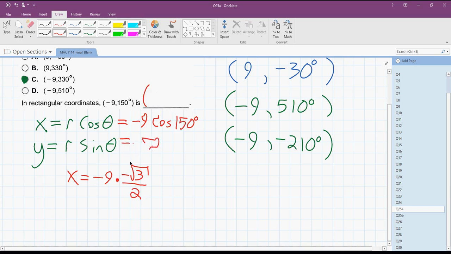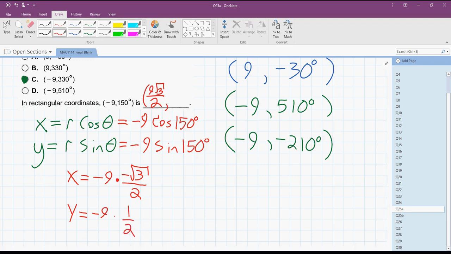The y value. So we're taking negative 9 times sine 150 degrees. But again, we know what sine 150 degrees is. Say it again. 1/2. So what is negative 9 times a half? Negative 9 over 2. There is the rectangular coordinate. Okay? But we're not done.